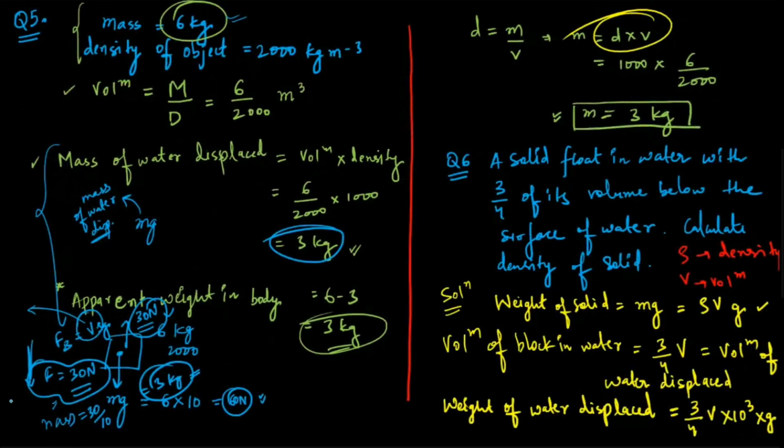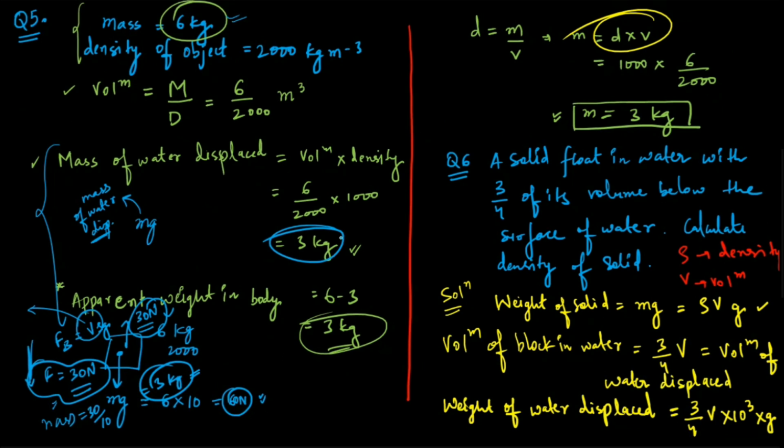Yes, sir. Okay, let's do more questions. Sorry, sir. When I said density is equal to mass over volume and you did 1,000 times 6/2000, I thought the volume in this case was referring to the volume of the water. That's why I was confused.